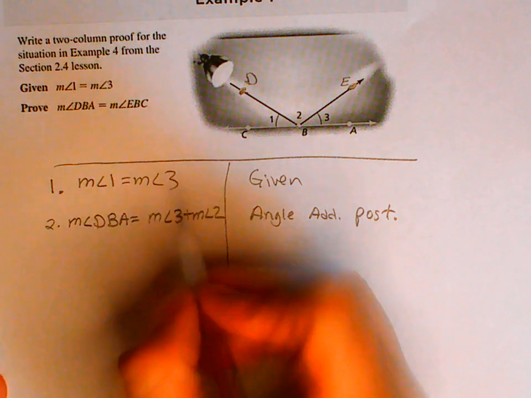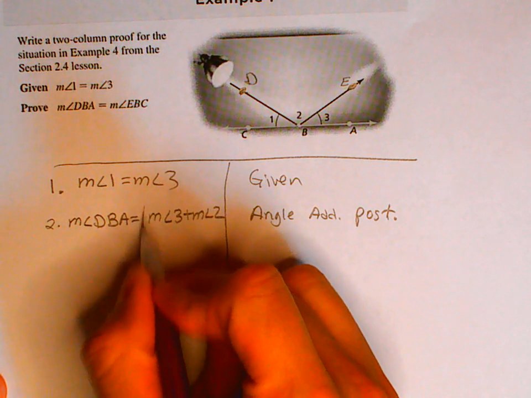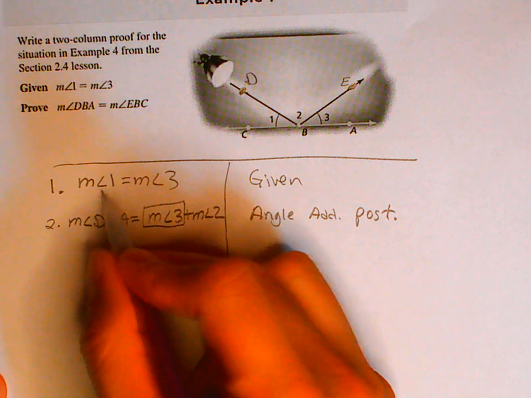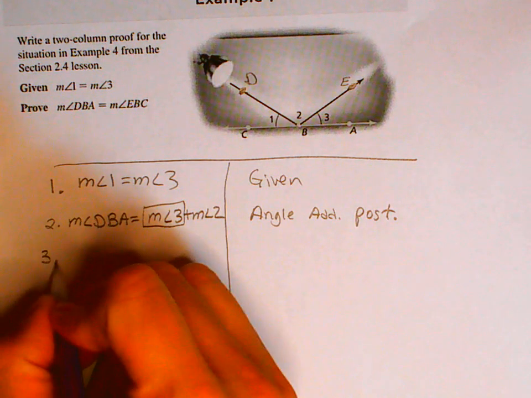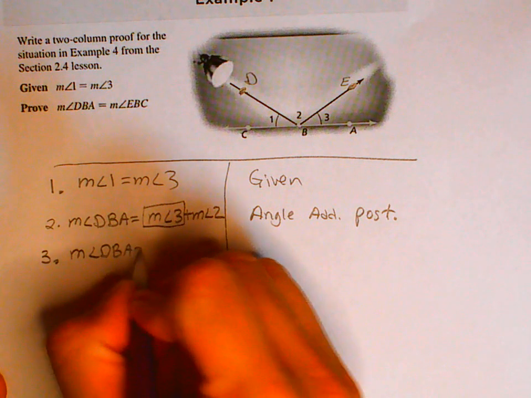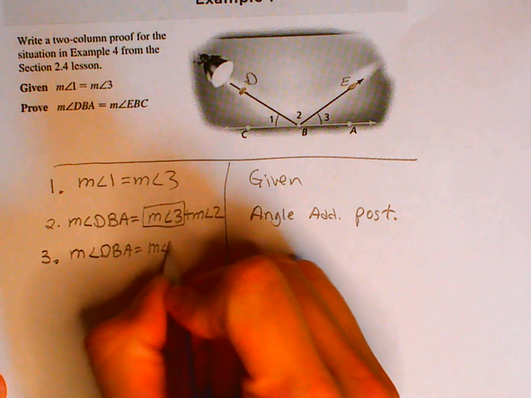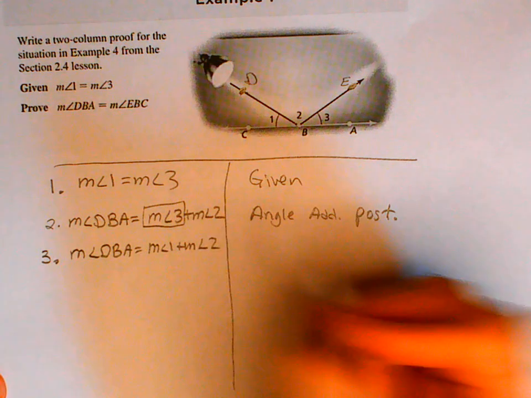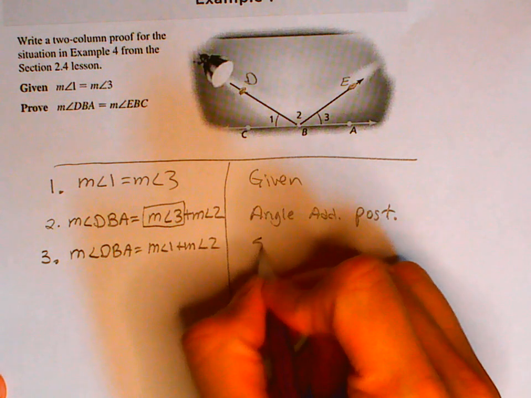Then what we did is we substituted the measure of angle 3 in this expression with the measure of angle 1. So for the measure of angle DBA, we're replacing that one with the measure of angle 1. Okay, and what we did was a substitution.